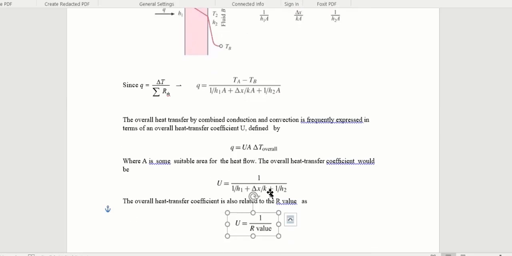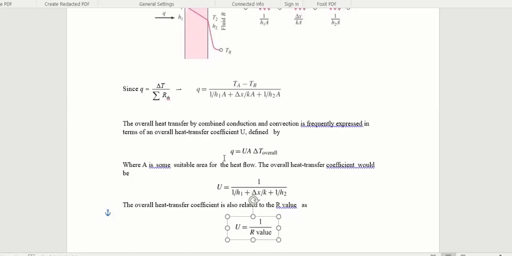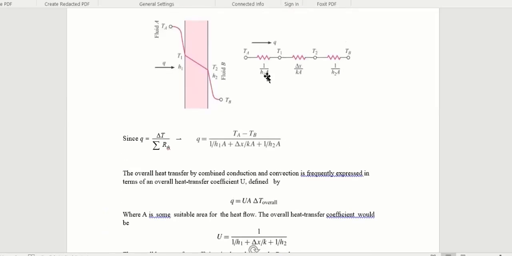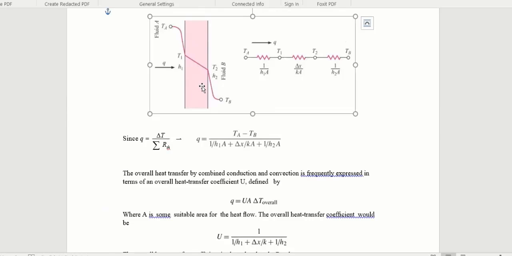Okay, I hope the definition part is clear to you. U is nothing but 1 upon R. And what is R? R is nothing but the thermal resistance. Here there are three resistances. First is the convection, second is the conduction, and third is nothing but again convection. So this diagram should be very much clear to you. Okay, these three resistances have come from this diagram only, right?